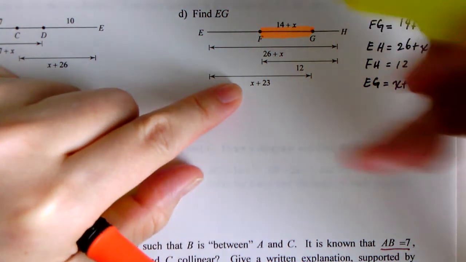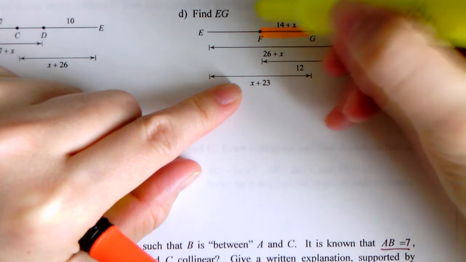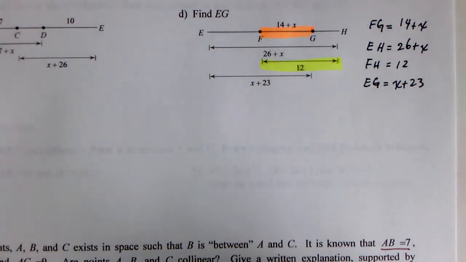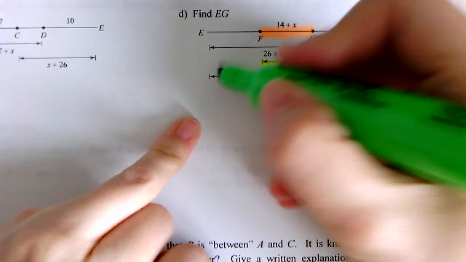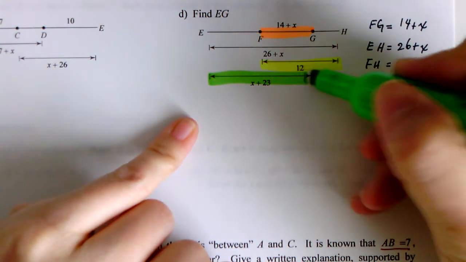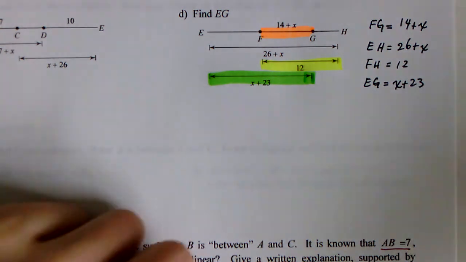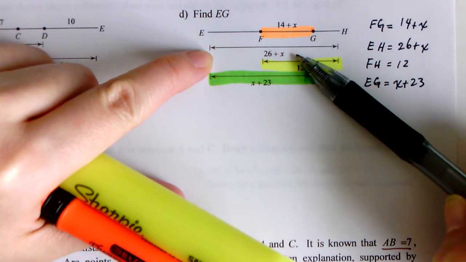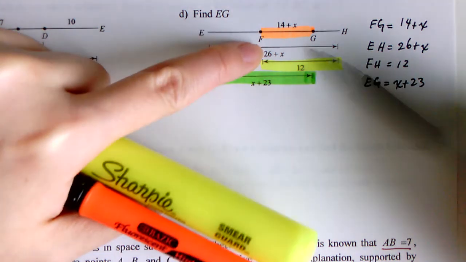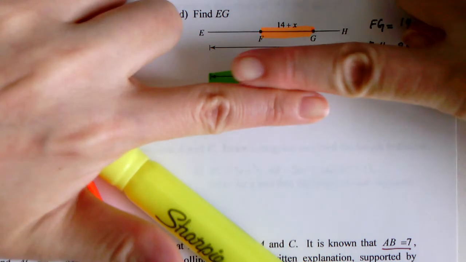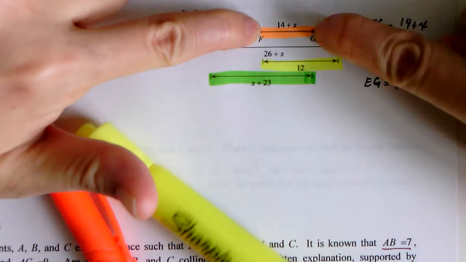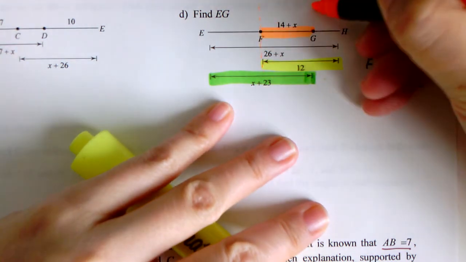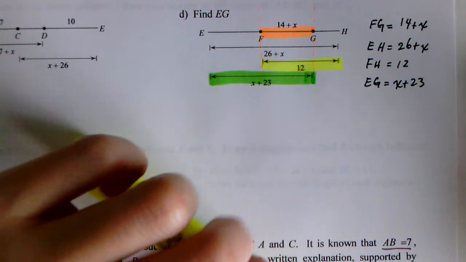But what I do know is that the section that is given to me, which is 12, that little section, plus what is from E to G, if I add those together, it looks like it is more than the whole thing. The whole thing is 26 plus X, right? But how much more than the whole thing? If you overlap these two, the part that overlaps is exactly FG. It's funny how FG is just the overlap of the yellow plus the green.